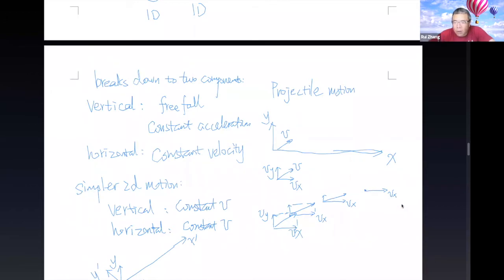And then on the way back, this Vx is still the same, but you're gonna get a small component Vy going downward because the acceleration is going down. As time goes by, I'm running out of space, but you can see that Vy is getting bigger. So that actually explains why you have this trajectory.